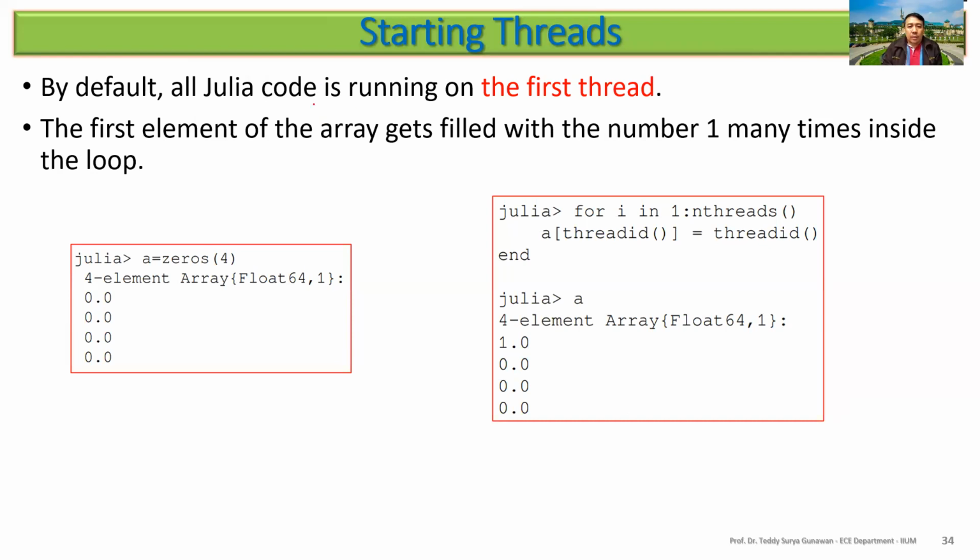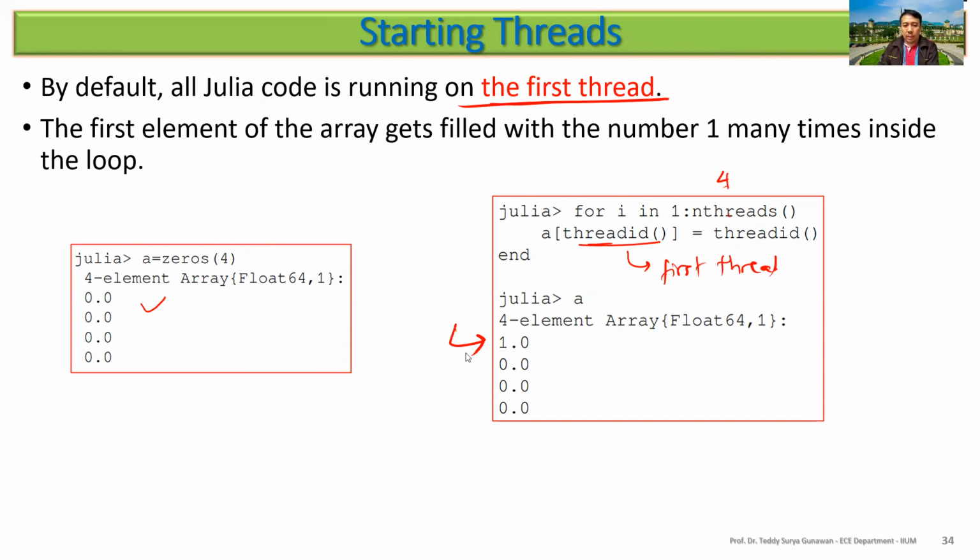So by default, all Julia code is running on the first thread. Like this, for example, a equal to zeros of 4. Then for i in 1 until the number of threads. So if we have 4, then this is 4. And then when you call threadid, you are only calling the first thread here, meaning you are only updating the first one.